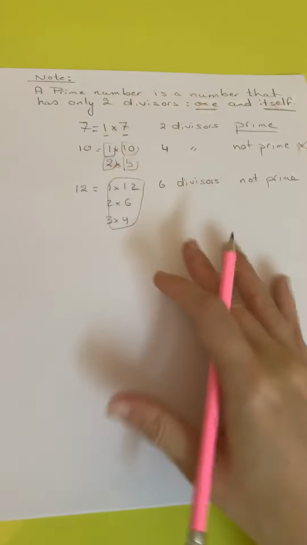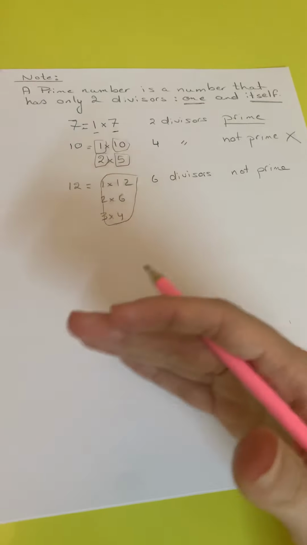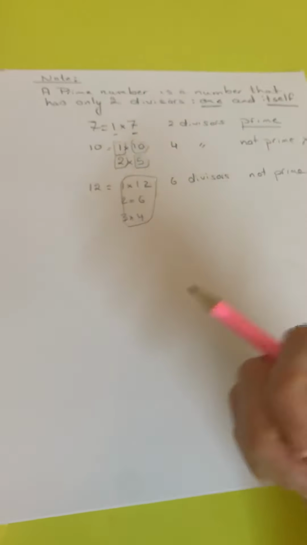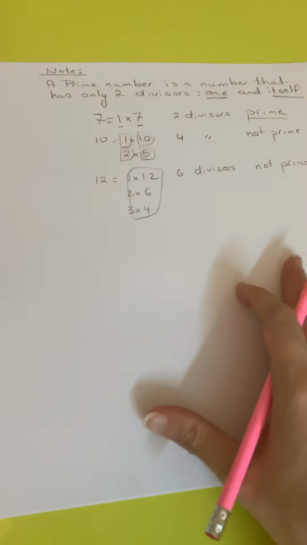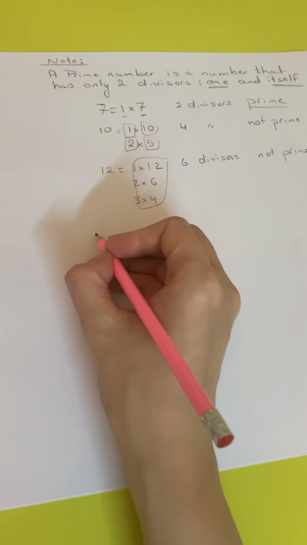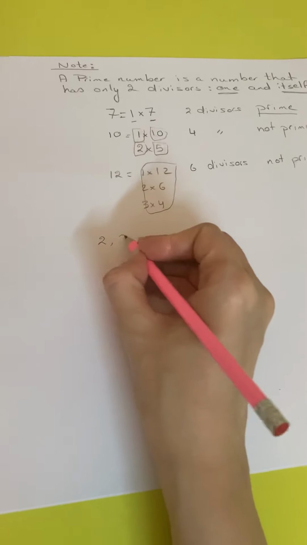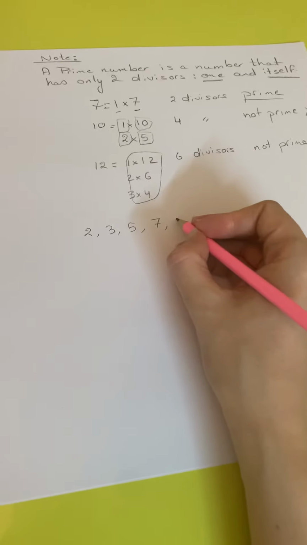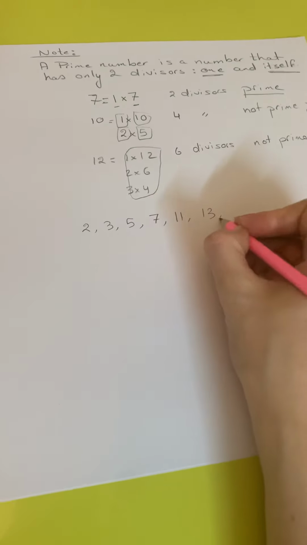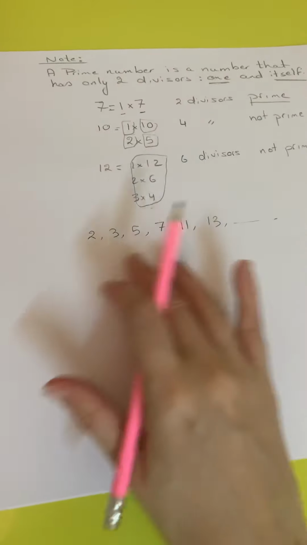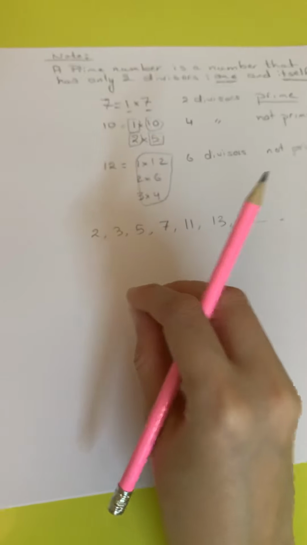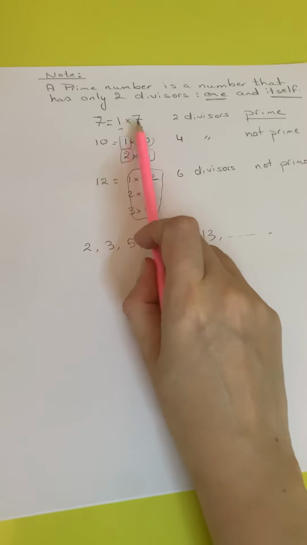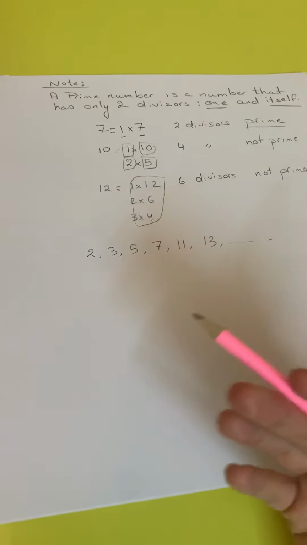So basically, you should know the first few prime numbers. You have to memorize them in order to be able to solve quickly. For example, the first prime numbers are 2, 3, 5, 7, 11, 13, and so on. There are many, but basically we're going to use these. A prime number is a number that has only two divisors, which means you cannot break it down anymore.